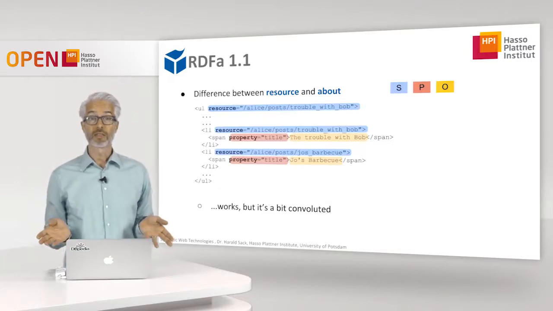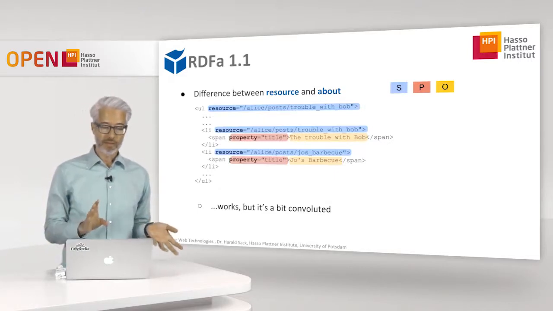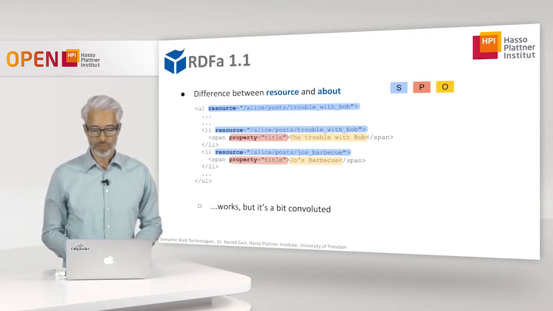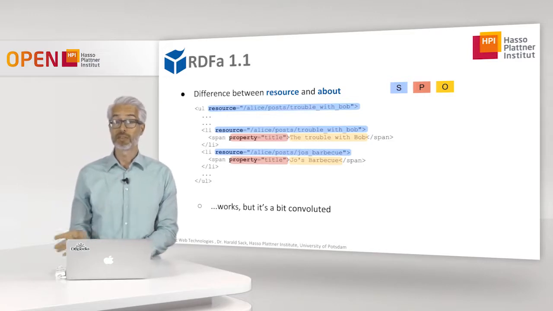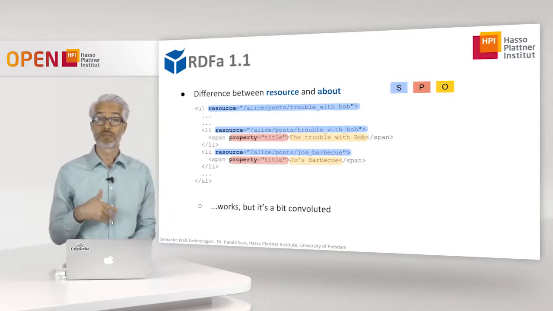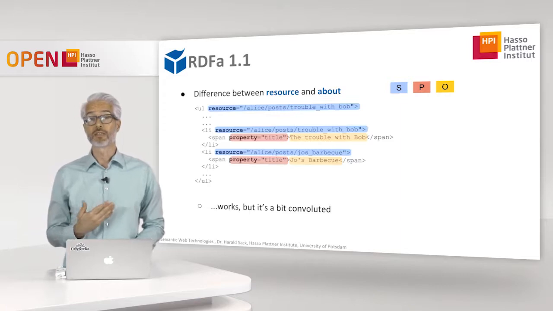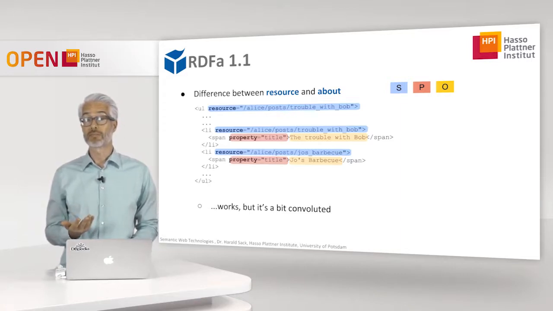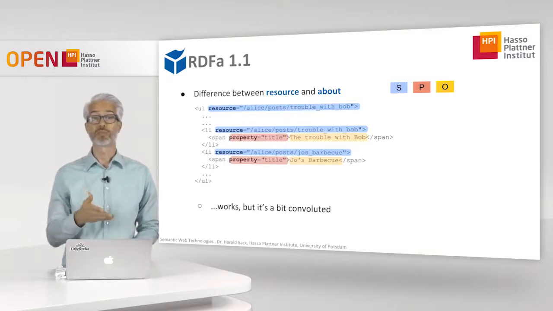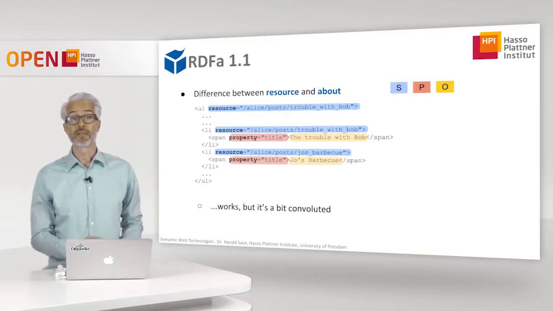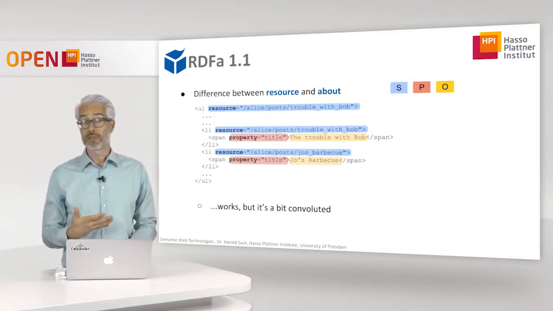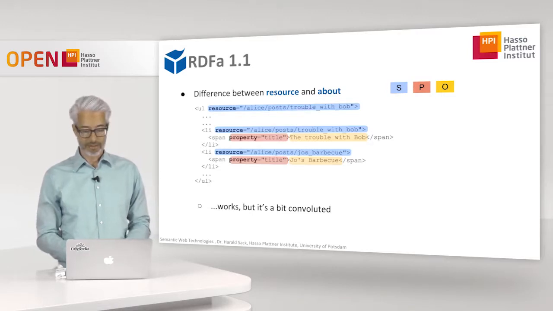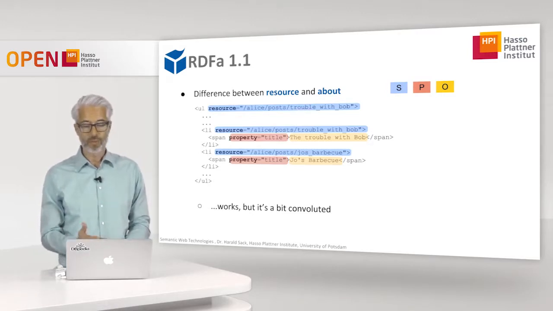So this is an unordered list. And in this unordered list, I define a resource. This is again the blog post Trouble with Bob. And there I have list items in this HTML file, and each of these list items is formatted in exactly the same way. I also define again a resource in each list item, which defines a blog post, and then I define for this resource a property, which is here always the title, and then the content of that property, which is a literal. So far so good. It's a little bit convoluted as the slide says here, but this works.